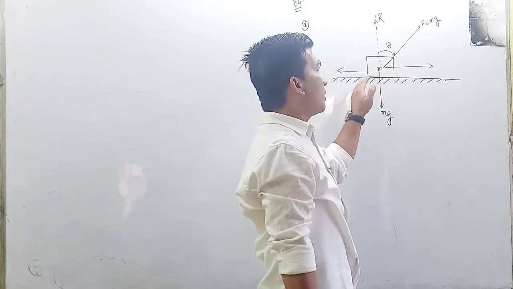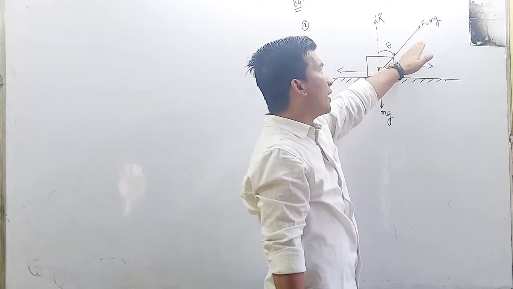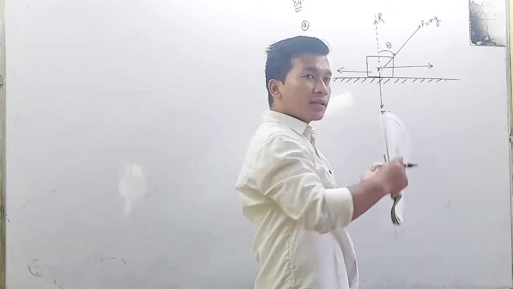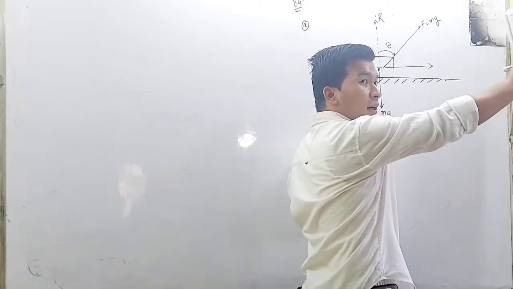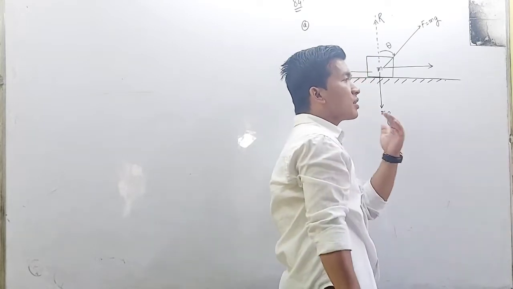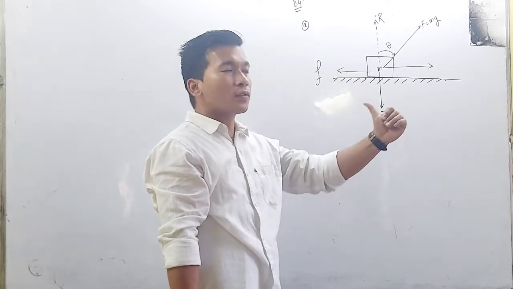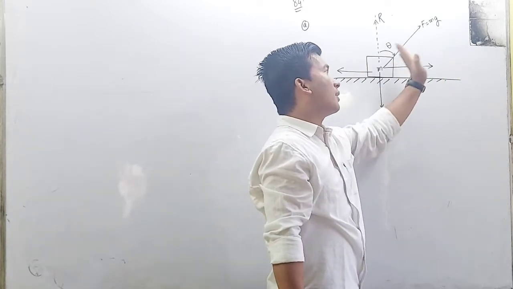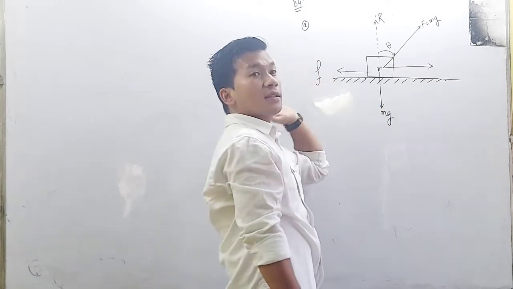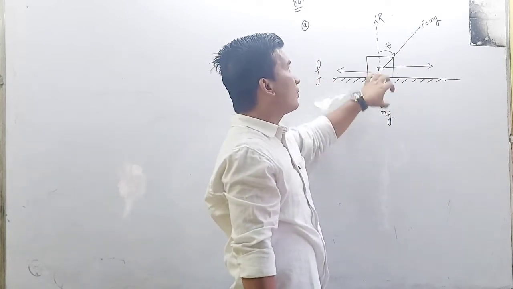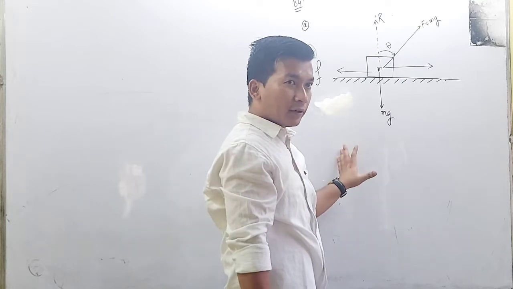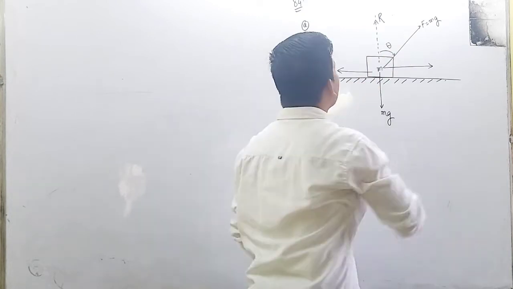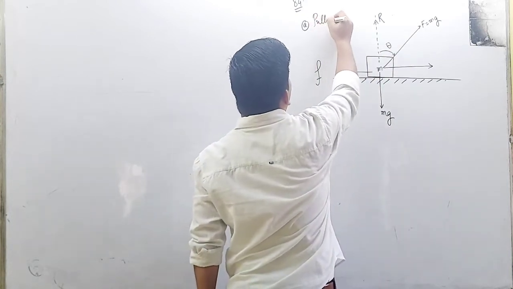Number 4, friction. Since the body is acted upon by the externally applied force F, it will have a tendency to move to the right. We must always consider the direction of the frictional force opposite to the tendency, so friction acts to the left. So basically we have 4 different forces, and this is the pulling force.